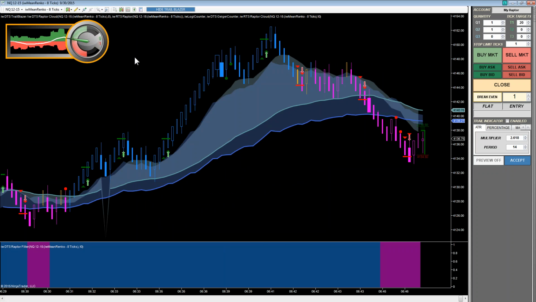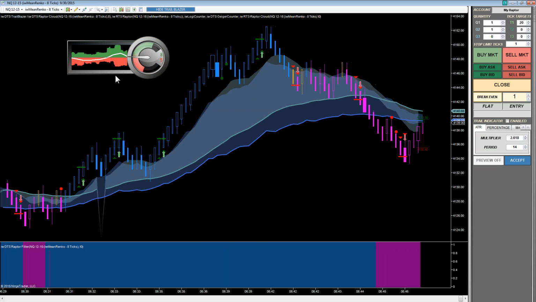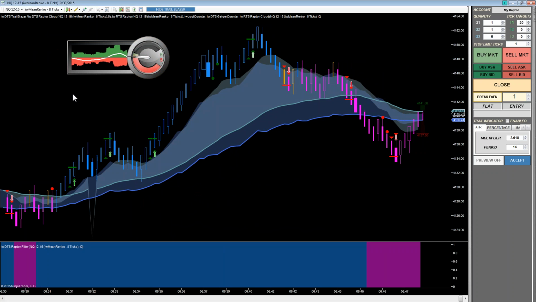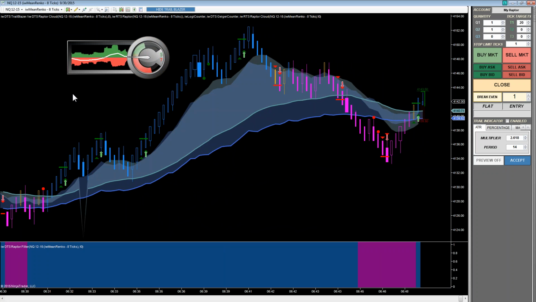You might have noticed this tool up here in the corner. This is another one of these add-on tools. This is called the Geiger counter. And the Geiger counter is essentially a tape reader. It gives you a visual of the time in sales. And you can see that right now we're fairly bullish. There's a lot of short-term buying going on, but notice this little spike that we have here in the tape. Very often that's a sign that there's some stop running going on.